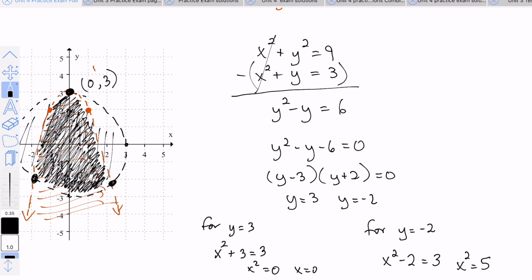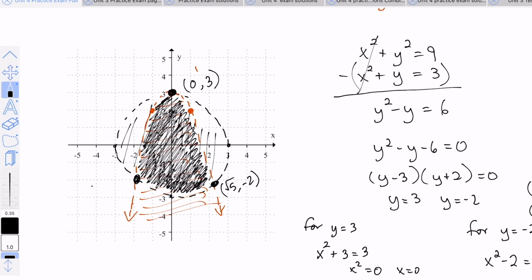And same right here. So the other two points would be square root of 5, comma, -2, and negative square root of 5, comma, -2. So this point then would be the positive square root of 5, comma, -2. And this point over here would be the negative square root of 5, comma, -2.